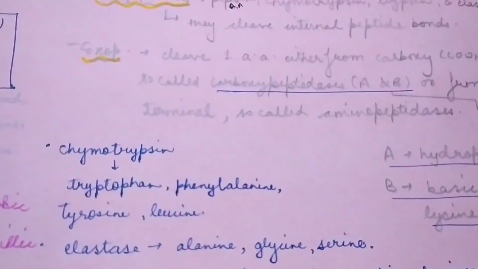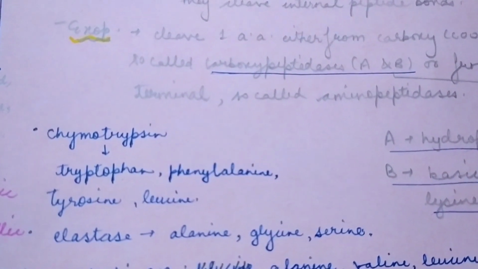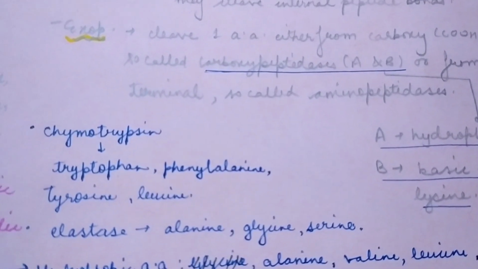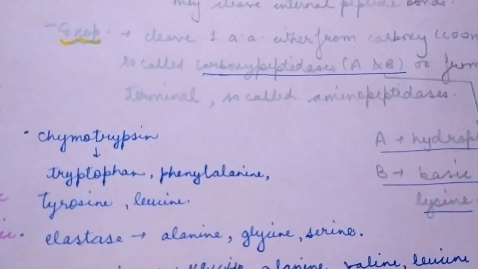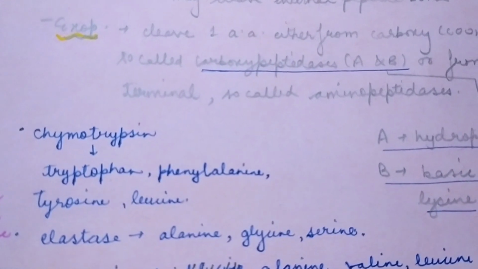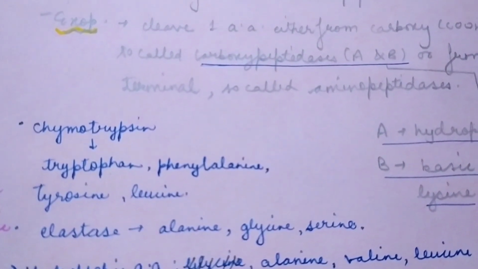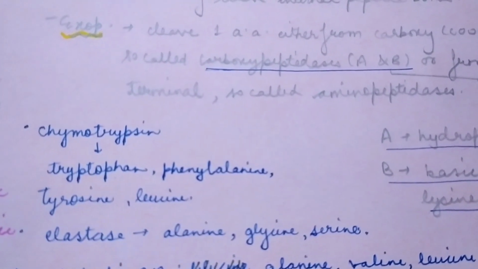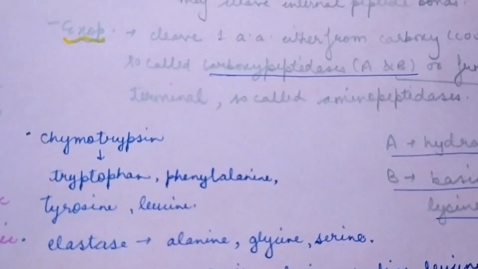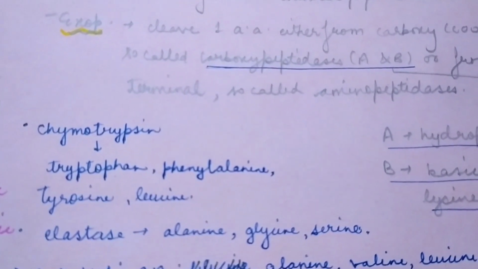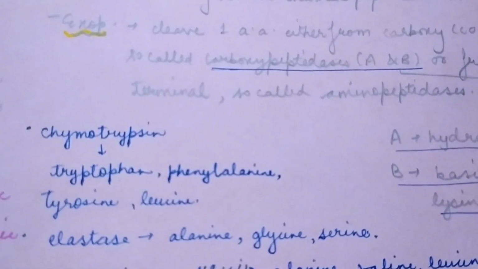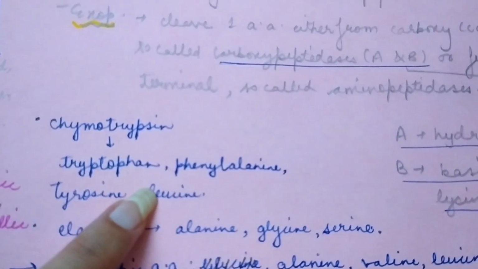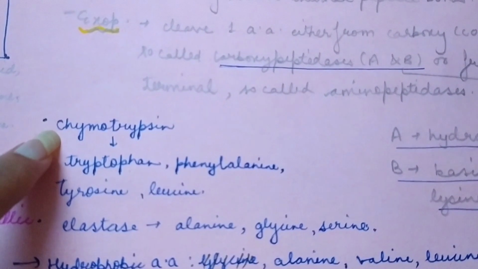So chymotrypsin cleaves at tryptophan, phenylalanine, tyrosine, leucine. Elastase cleaves at alanine, glycine, serine. Do remember these, guys, because I confused elastase with chymotrypsin and got an answer wrong. So remember, elastase is alanine, glycine, serine. Chymotrypsin is tryptophan, phenylalanine, tyrosine and leucine. All of the aromatic plus leucine are cleaved by chymotrypsin.